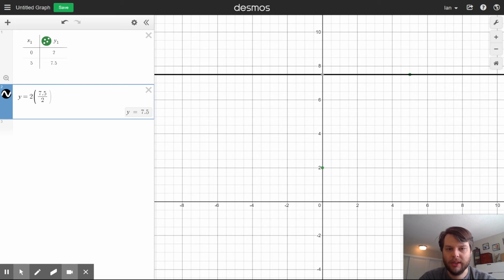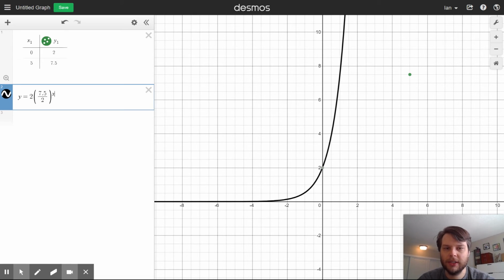Okay, well, actually, now we're hitting the second point. So we're almost there. Now watch what happens. I know it's exponential, so I raise it to the x power. Back to hitting the first point. So what's the issue here? Notice that it gets to the correct height when x is equal to 1. If I click on this point right here, I'm at the right height when x is equal to 1.